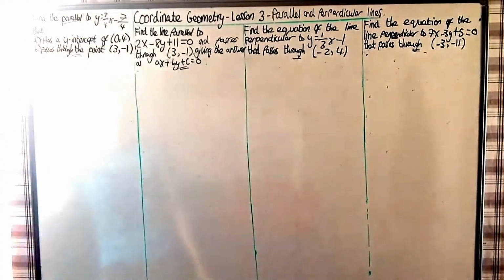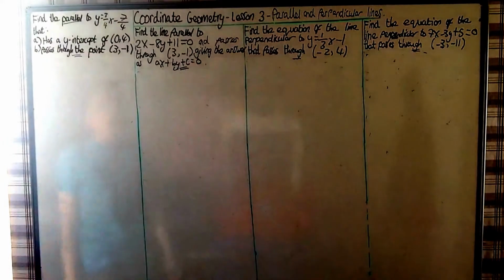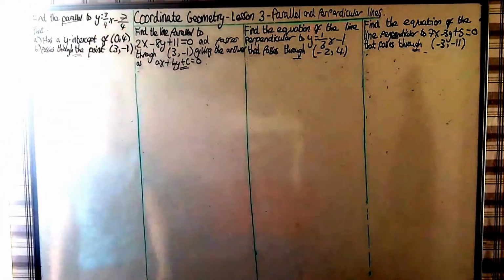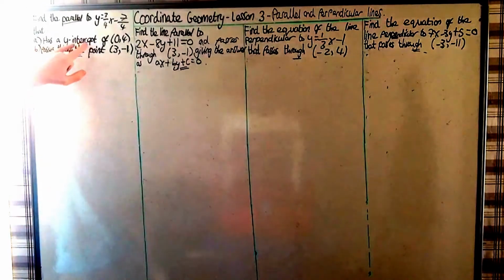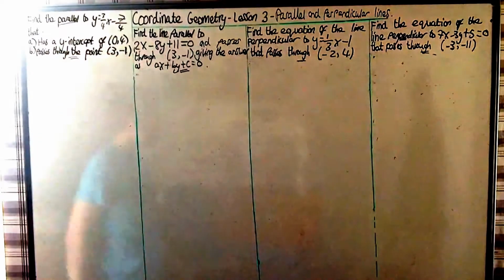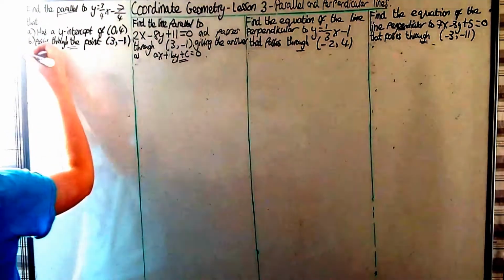So, let's start with this question here. It says find the line parallel to y equals 3/4 x minus 7/4 that A has a y-intercept of (0, 4) and B passes through the point (3, -1). So let's start with A.